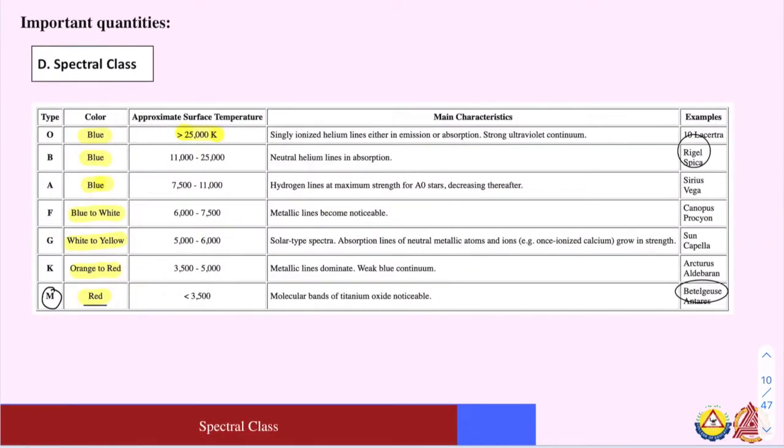And in terms of the spectral class, I would just like to reiterate that the spectral class has something to do with both the temperature and, of course, the color of the star. So the hotter stars belong to the spectral class O, and the relatively cold ones belong to the spectral class M.